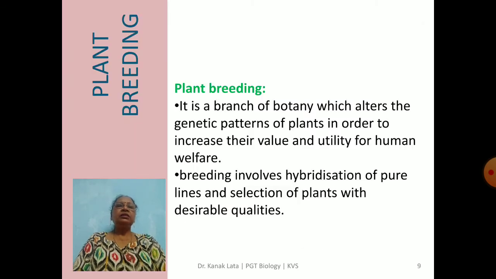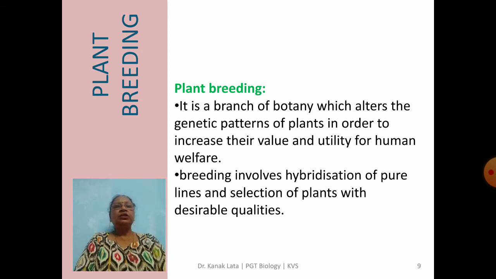Now the next is about plant breeding. Plant breeding is a branch of science, particularly botany, which deals with the alteration of genetic patterns of the plants. And by doing this, we can get hybrid disease resistant variety. So it is of economic importance for human welfare.